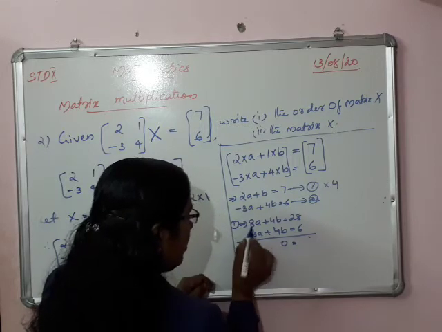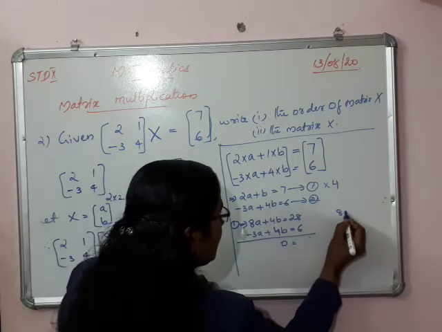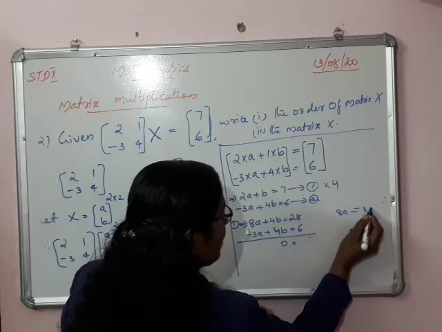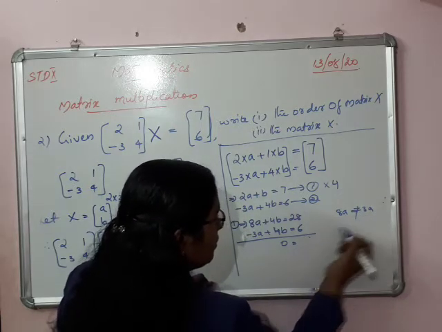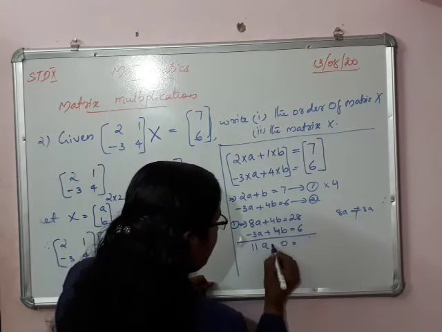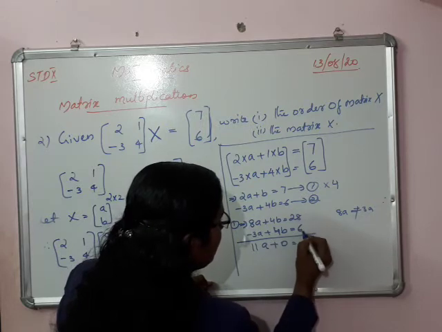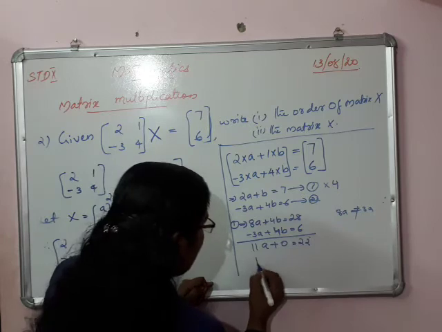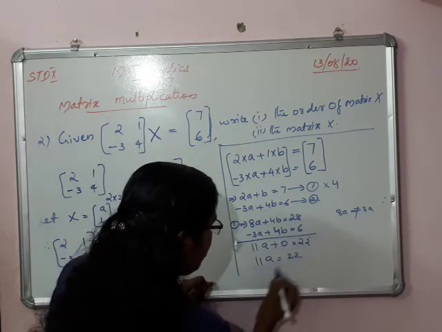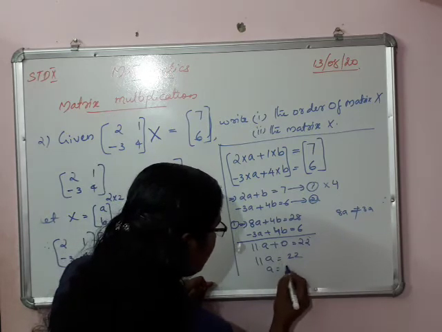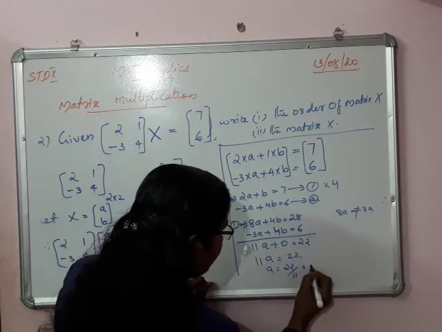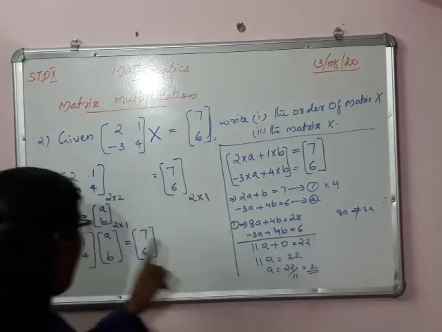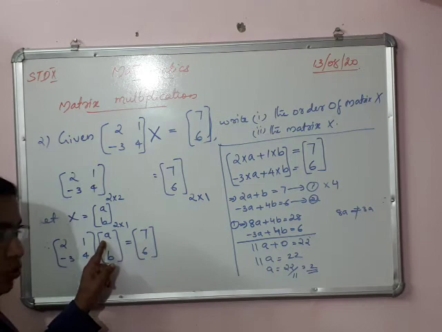8A minus minus 3A gives 11A, plus 0, is equal to 28 minus 6, that is 22. So 11A is equal to 22. Therefore, A is equal to 22 divided by 11, which becomes 2. The value of A, the first element, is 2.